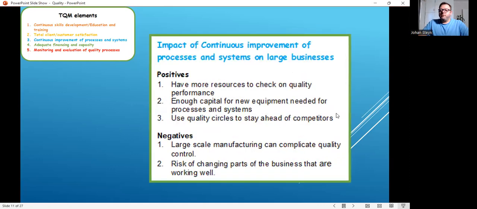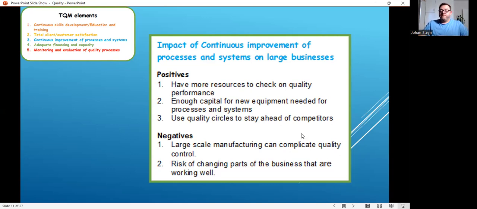So continuous improvement of processes and systems. You cannot work in a business these days with a computer that's got Windows Millennium on it, because you cannot send an email properly. You cannot do certain things. That means the competition will get you over. They will run over you.